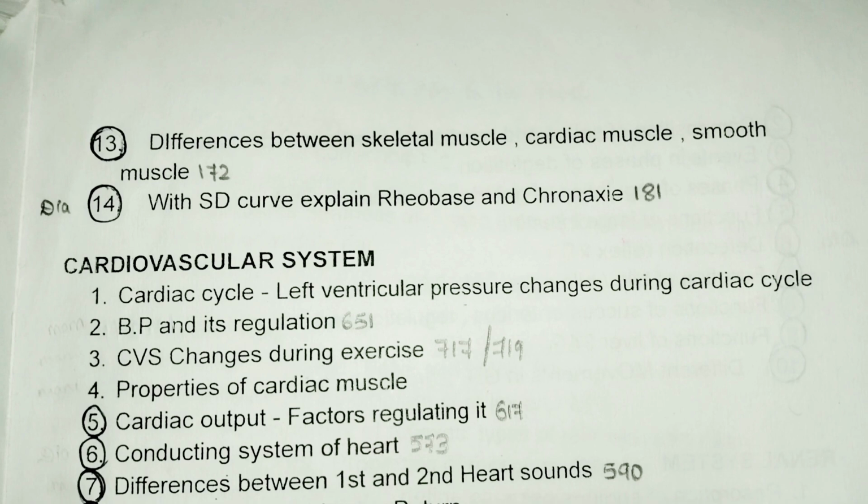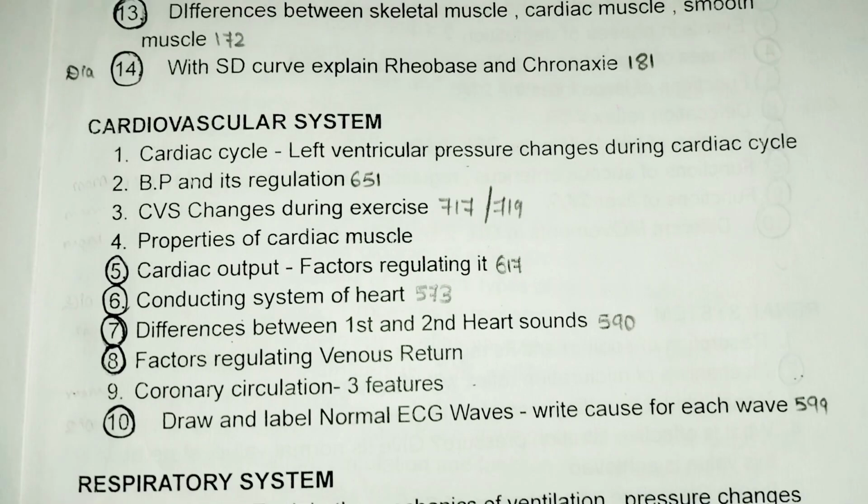Seventh one, difference between first and second heart sounds. Eighth one, factors regulating venous return. Ninth one, coronary circulation, three features. 10th one, draw and label normal ECG waves and write its causes for each wave. Now coming to the next chapter, that is respiratory system.